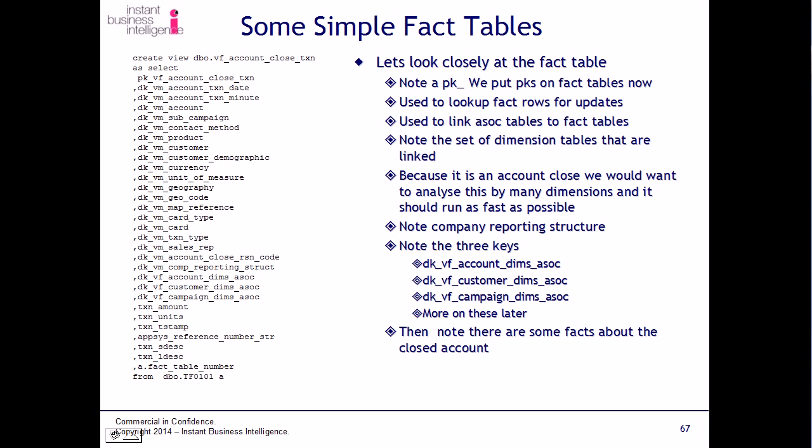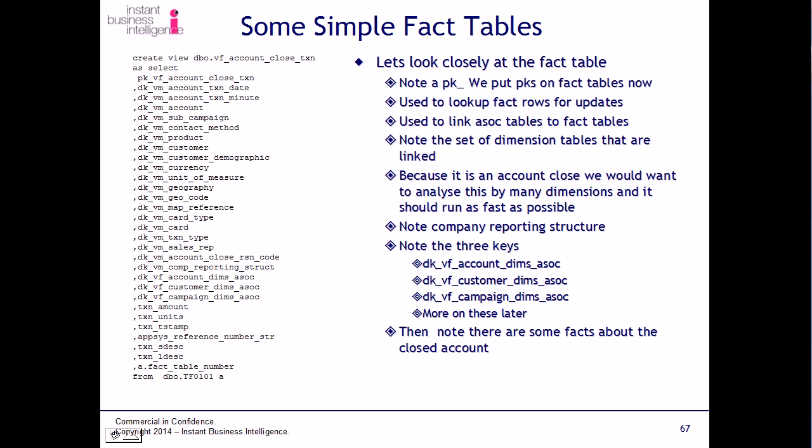Notice also that we then have the transaction amount, transaction units, and the transaction's timestamp, which is just some of the very standard information you would want on an account close. Now, on an account close, there may be lots of other information you want, but the standard common information you're going to find anywhere you go is the amount, the units, and the timestamp. You're also going to find a short and long description, and you're also going to find the APSYS reference number string. This means the application system reference number expressed as a string, not as a number.